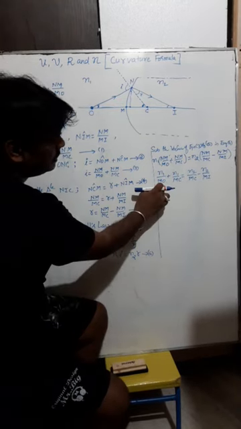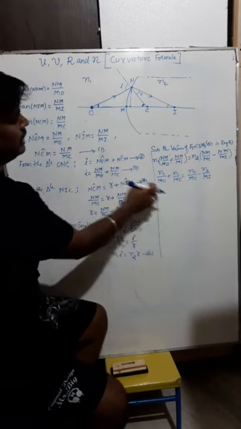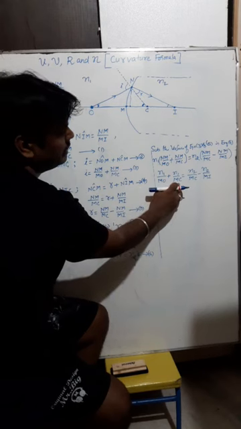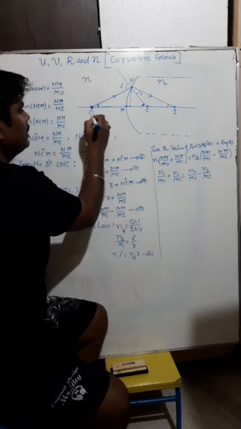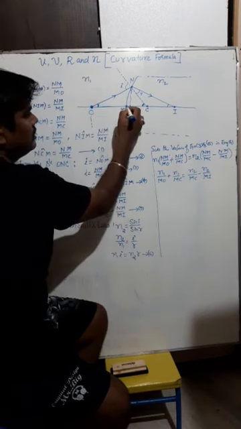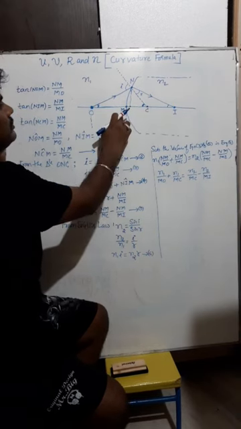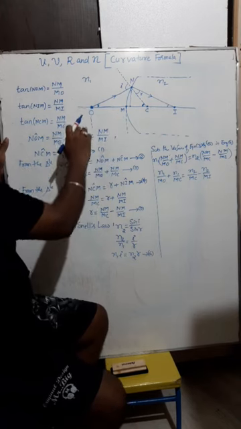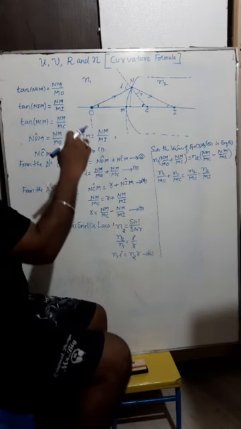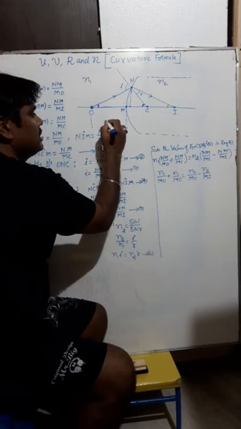So in this equation, from the diagram, you will get all the values: MO value, MC value and MI value. So I want to write those values also in the diagram. What is MO? The distance from the pole to the object is considered as the object distance. So object distance is represented by U.